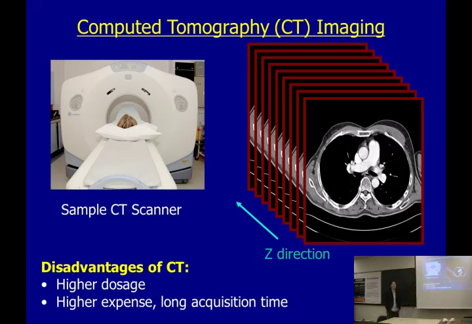With CT technology, there are also many disadvantages. For example, higher dosage. Higher dosage is always the biggest concern of CT. There are some studies showing that if young kids undergo CT imaging frequently, they may have a higher cancer rate when they grow up. Also, the expense is higher because you need more advanced technology to take multiple projection images and reconstruct. The acquisition time is also long. So for some real-time positioning, for some surgery, CT will not be feasible.